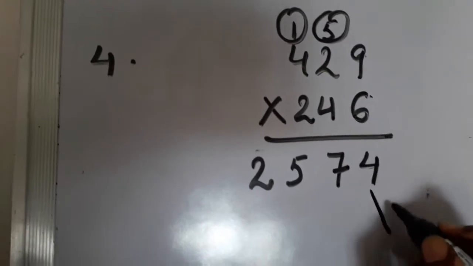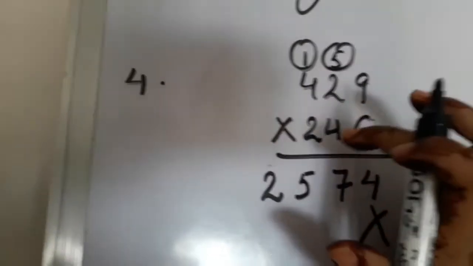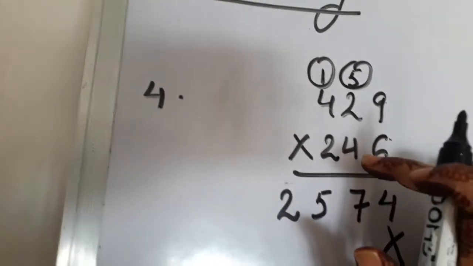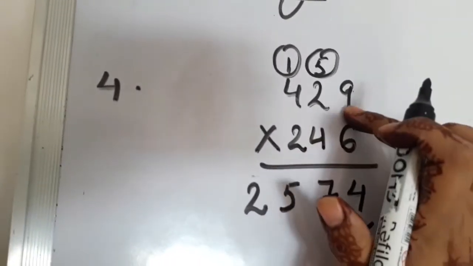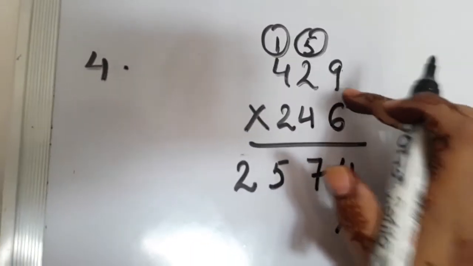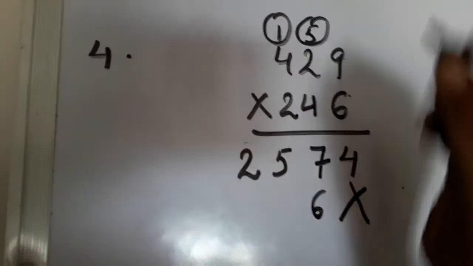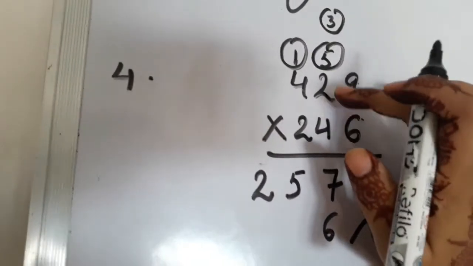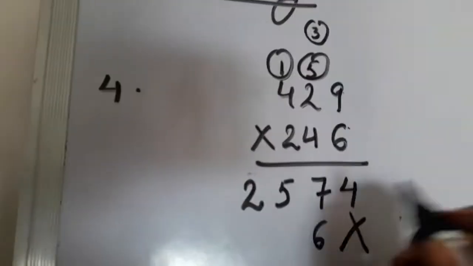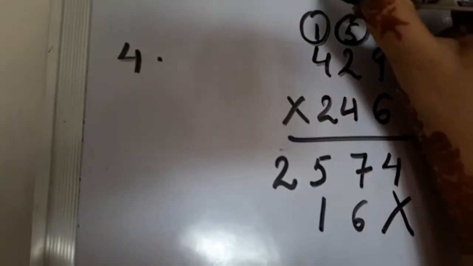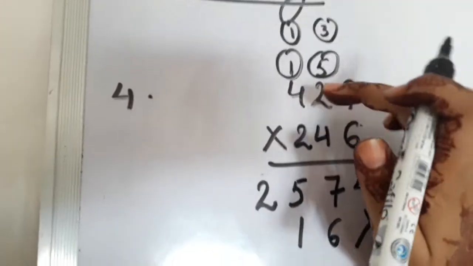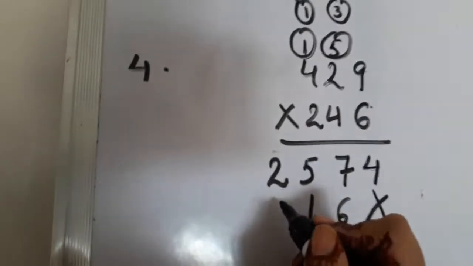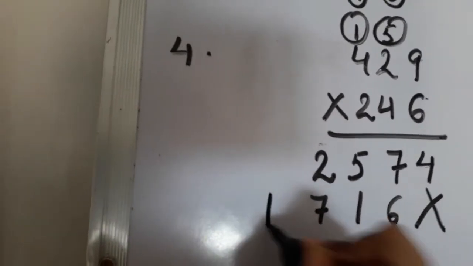Right? Now what will I do? I will put 1 cross here and shift, or move towards the 4. Now 4 nines are 36. 6 here and 3 goes on carry. Right? 4 twos are 8. 8 plus 3, 11. 1 here, 1 carries. Then 4 fours are 16. 16 plus 1, 17. Right?